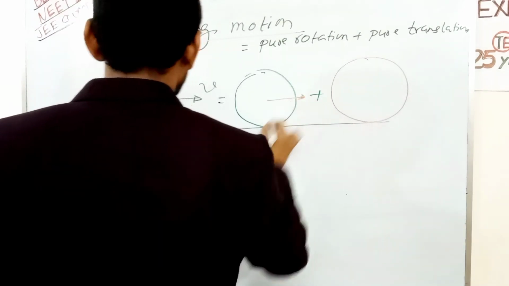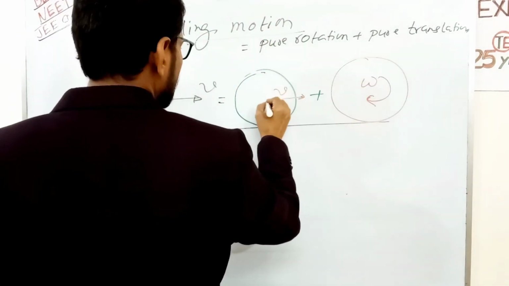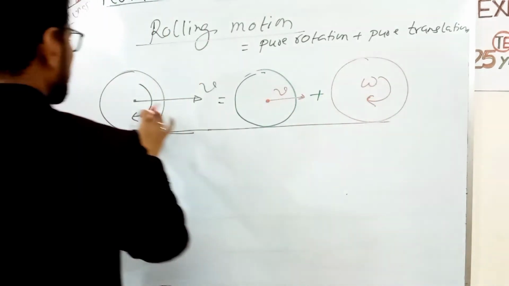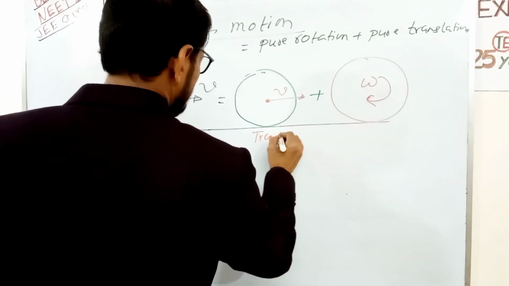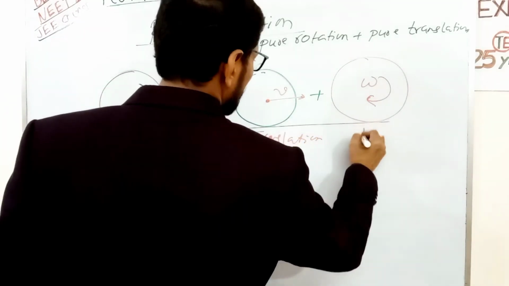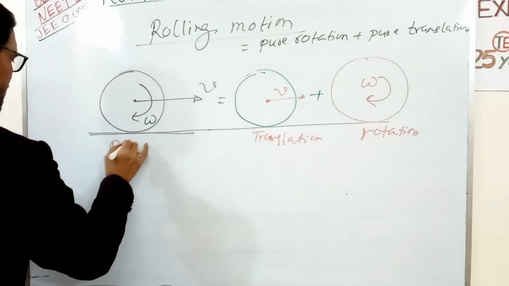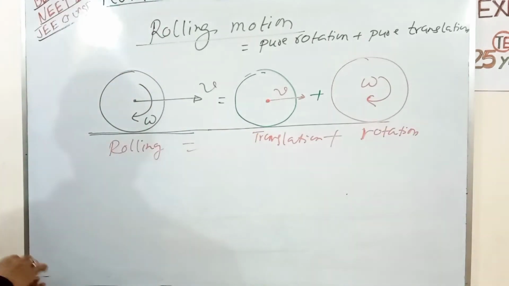The center of mass moves with velocity v, and this is omega. So this plus this forms this. This is pure translation and this is pure rotation, and this is rolling. So rolling equals translation plus rotation.